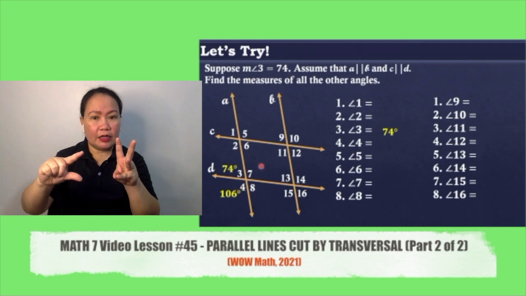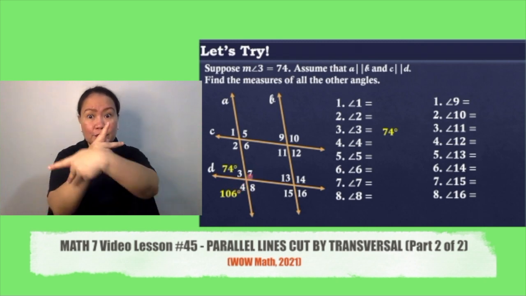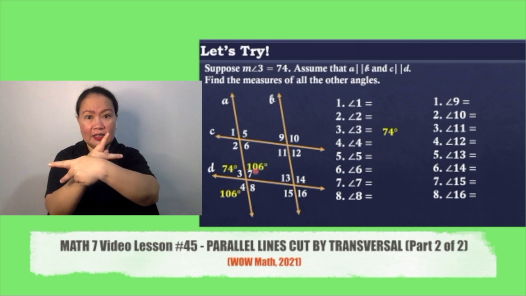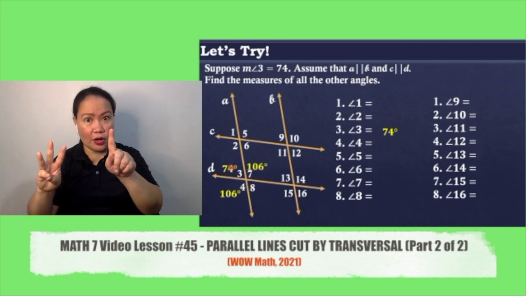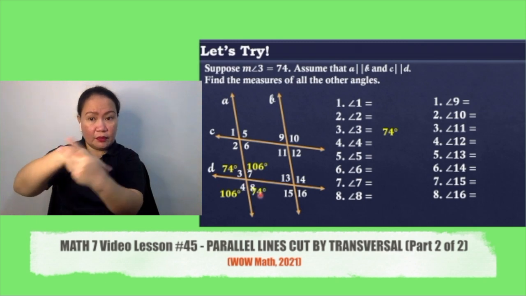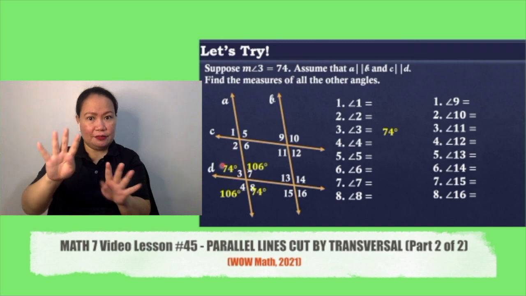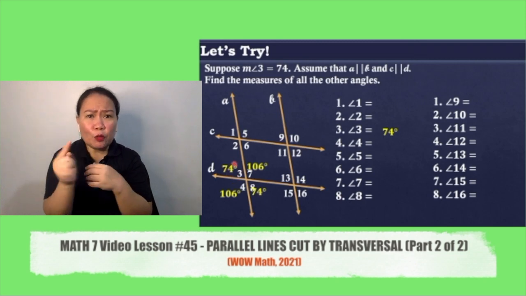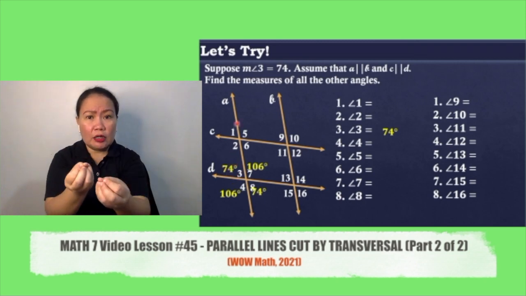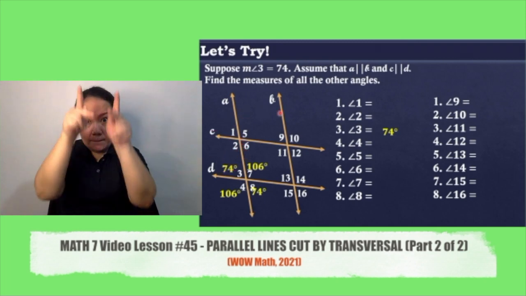Okay? Vertical angle sila. So, kung vertical angle sila, ibig sabihin, this is also 106 degrees. Next, vertical angles din to. So, this is also 74 degrees. Madali lang, 'di ba? So, pag nakuha mo, kahit isang measure lang ang binigay dyan, okay? Basta parallel lines ang kinat ng transversal mo, makukuha mo lahat yan.